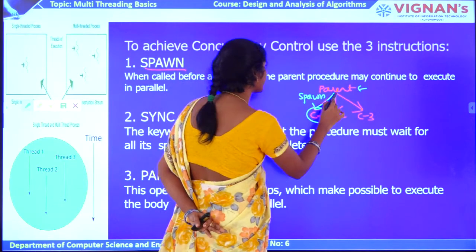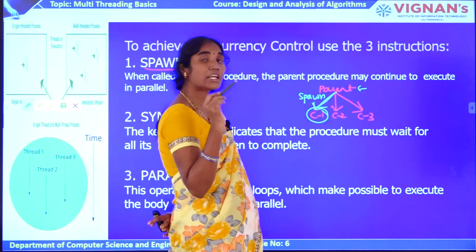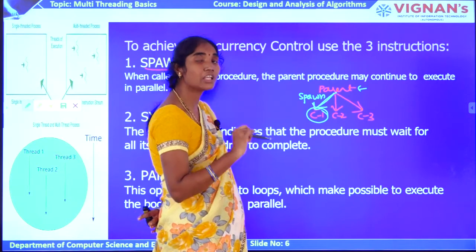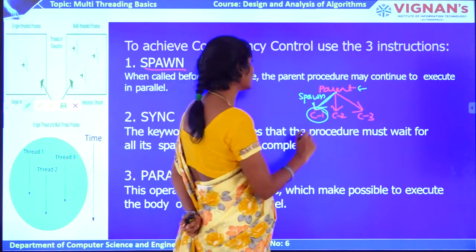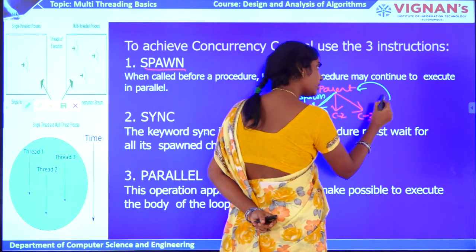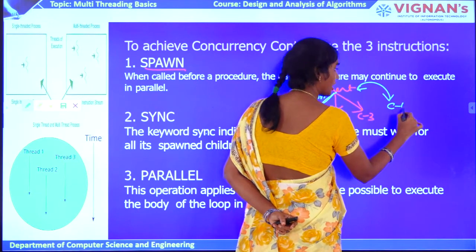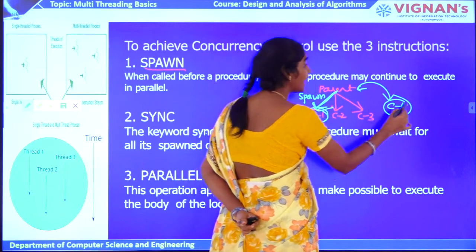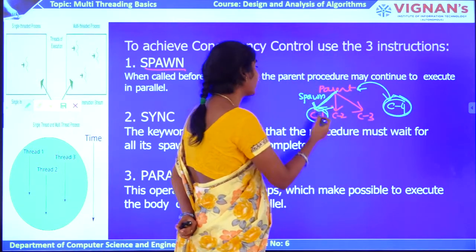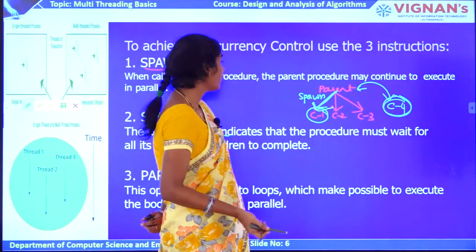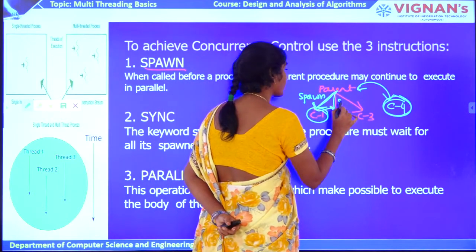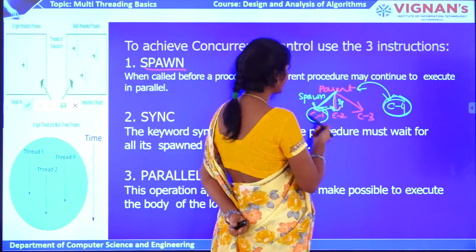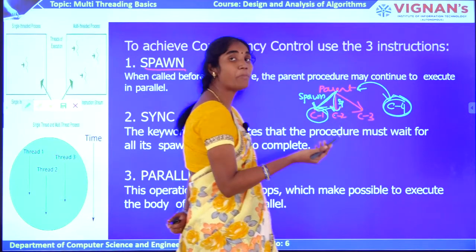Whenever it is given as spawn, this corresponding child 1 is executing parallelly, so that the parent might be busy with some other operation, like child 4. In parallel this C1 is executing as well as C4 is also executing whenever I am making a spawn. Suppose here also I am making a spawn. So C2, C4, C1, all three are executing in parallel.